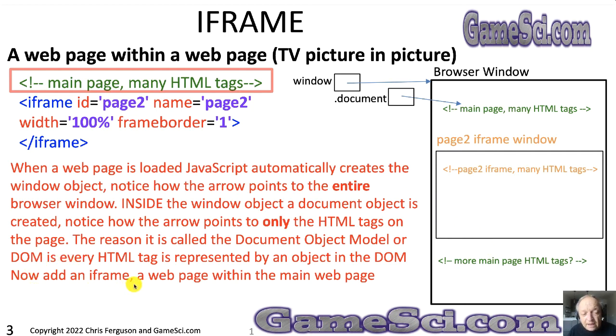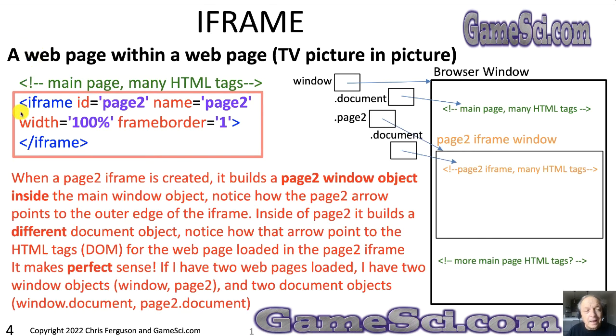Now add an iframe, a web page within the main web page. iframe ID equals page 2, name equals page 2. We'll explain that shortly. I want the width to be 100% of the window it's on, and I want a frame border of size 1 around it. I'm going to stretch it all the way across the screen and put a little line around it so you can clearly see where the iframe is.